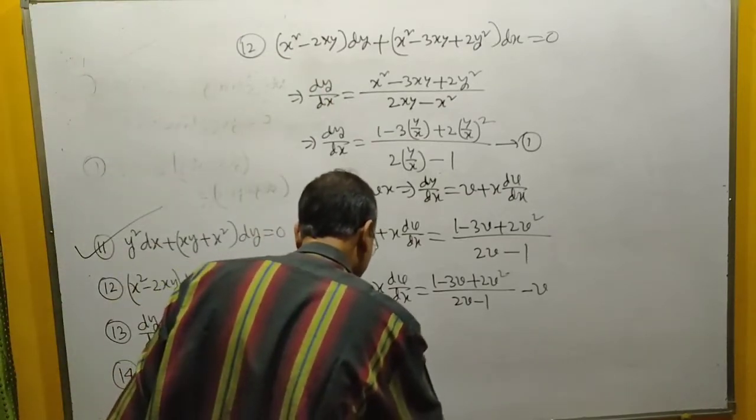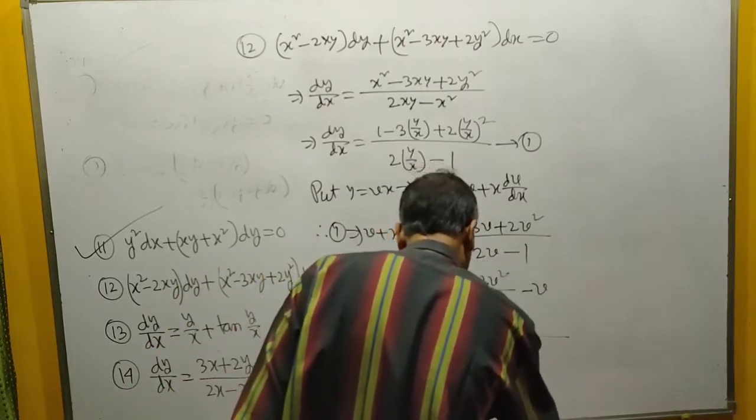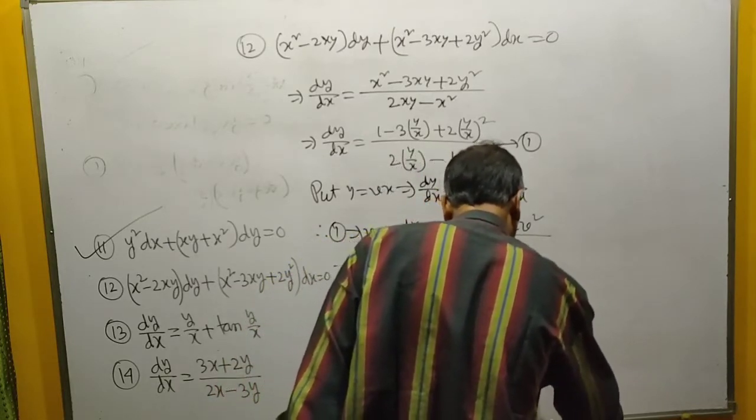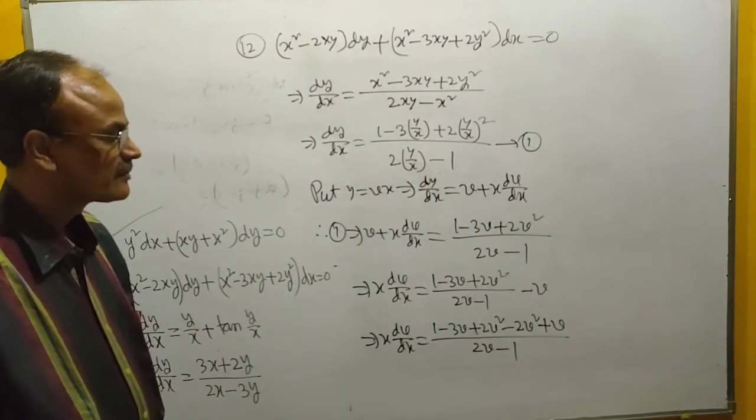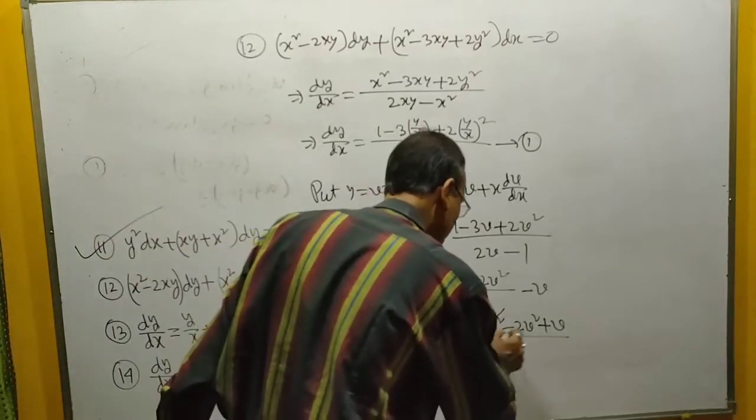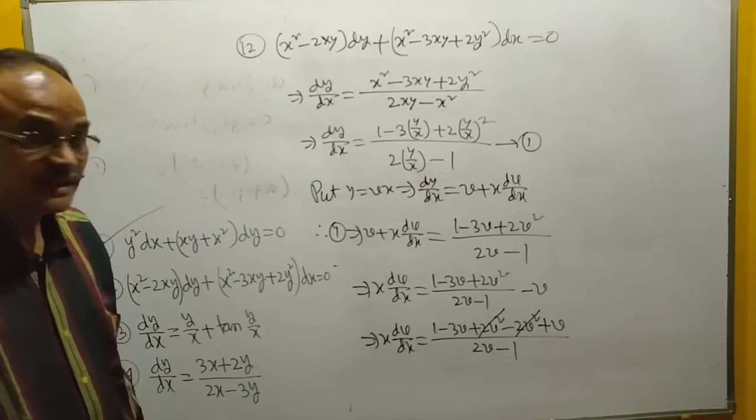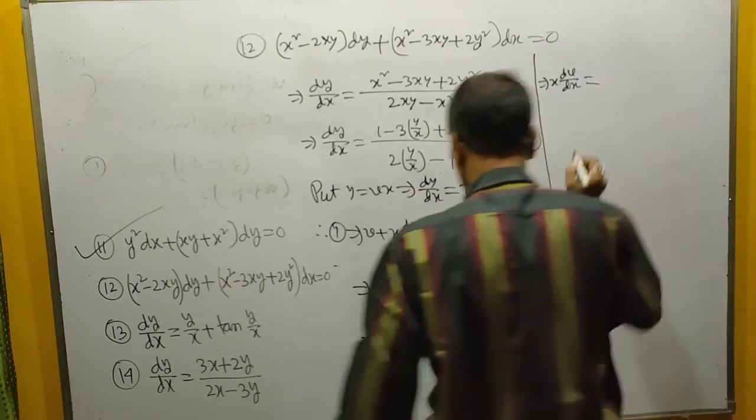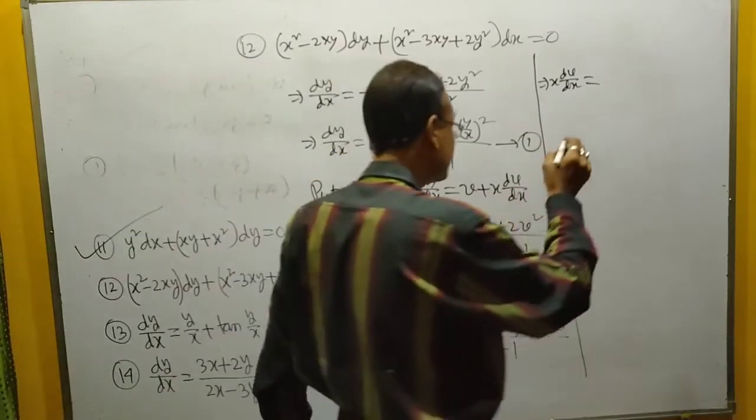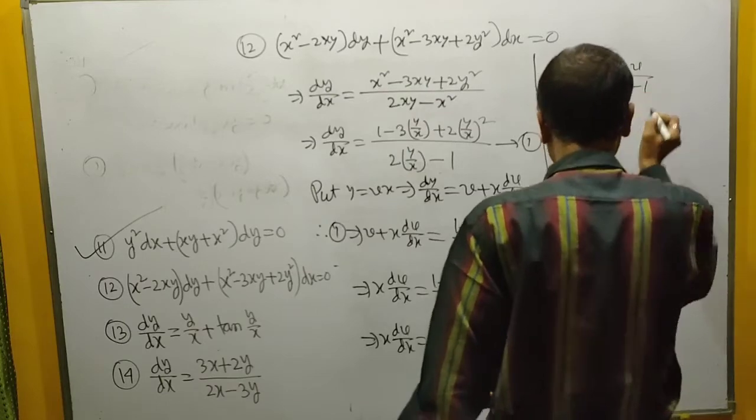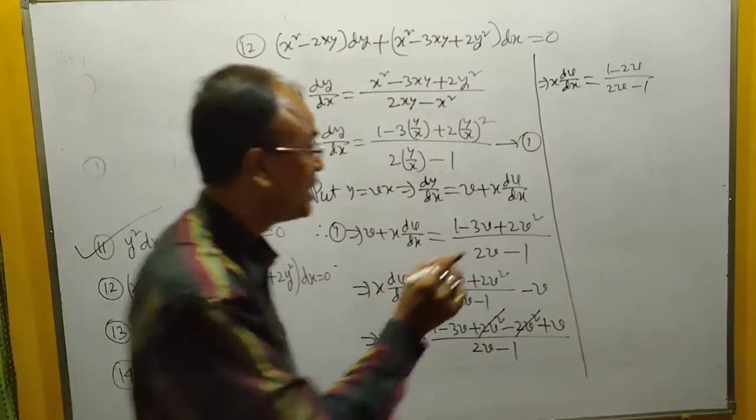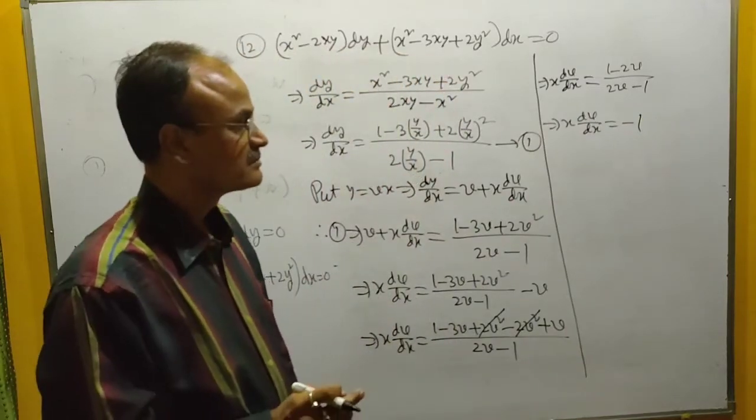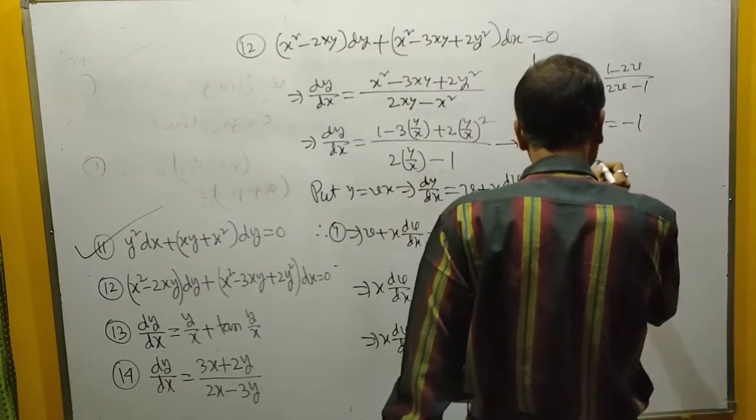Or x dv by dx is equal to, over twice v minus 1, 1 minus thrice v plus twice v square minus twice v square plus v. Now, plus twice v square minus twice v square will be cancelled. Or x dv by dx equal to 1 minus twice v divided by twice v minus 1. Or you may write x dv by dx is equal to minus 1. Or dv equal to minus dx by x.